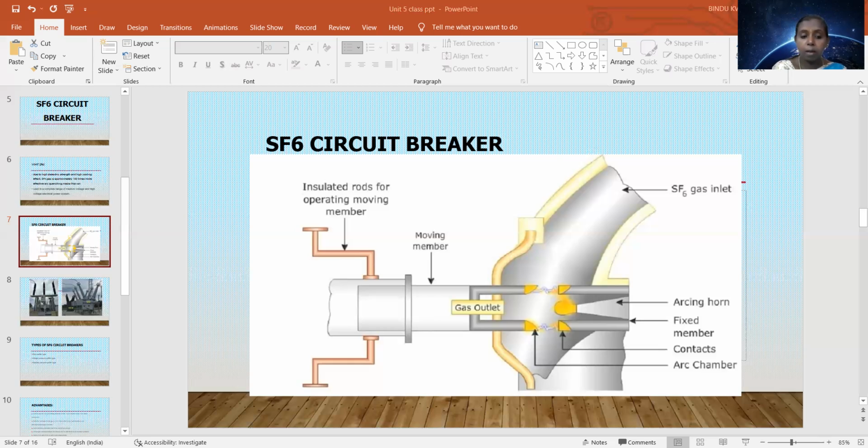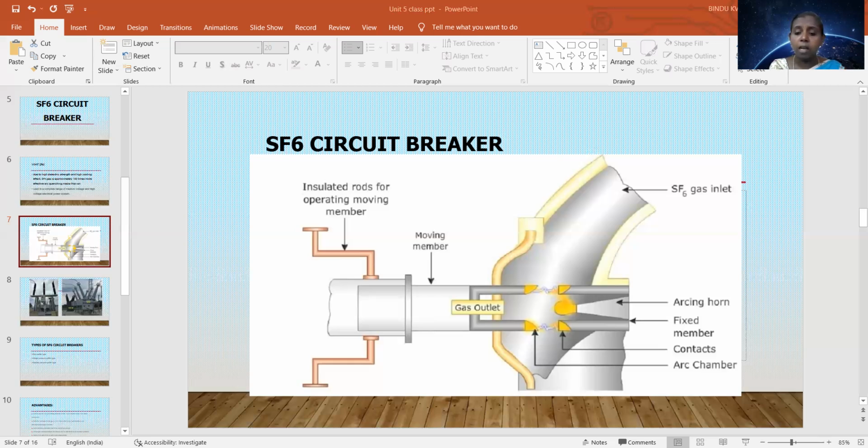The fixed contact, moving contact, and arcing contact, all of these are coated with copper tungsten arc resistant material. Mainly this SF6 is costly, so hence we are reconditioning the gas after each operation of the breaker. Since the gas pressure is very high, a lot of care has to be taken that there should not be any leakage in the gas.